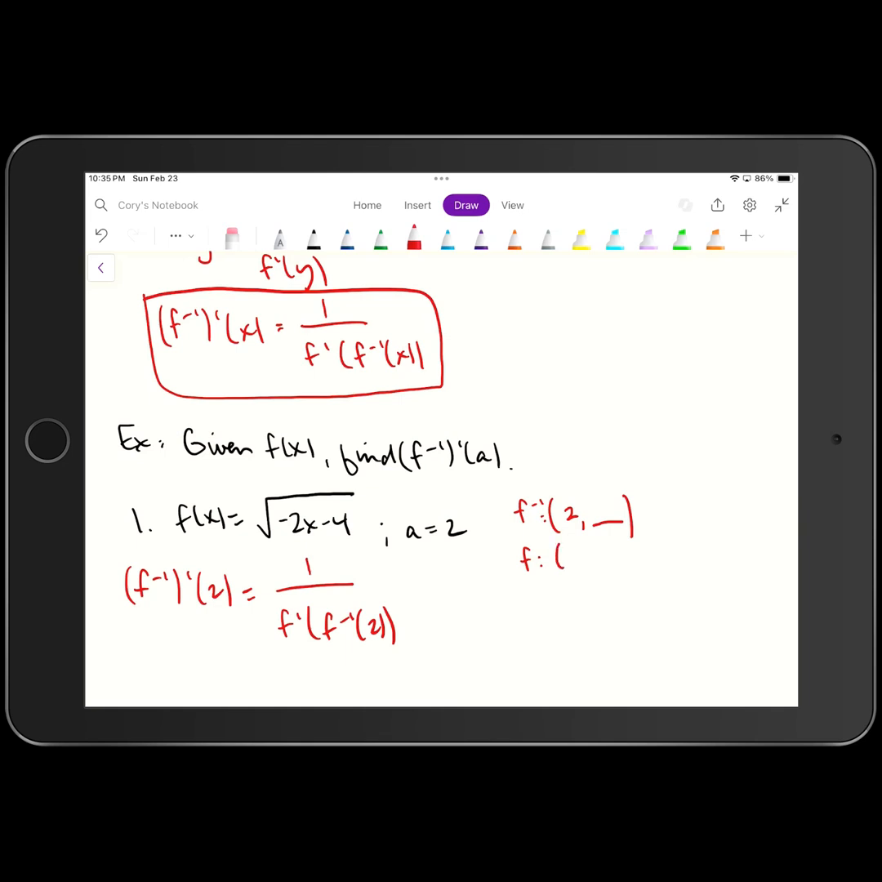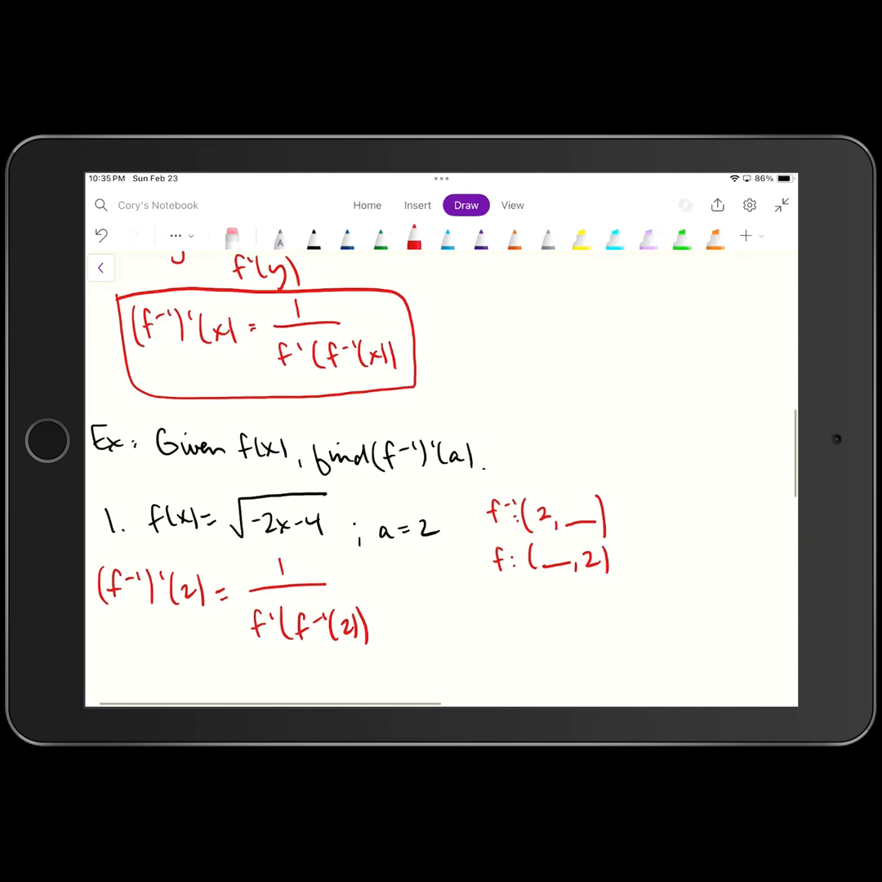So on the graph of f, I am looking for the input that gives me an output of 2. So I am looking for the x value that gives me a y value of 2. I can go to my function f. I know that for the function f, the y coordinate of my point is 2, so I'm going to plug that value in for y, and then solve that equation for x. So 2 has to be equal to the square root of negative 2x minus 4. And then I'm going to solve that equation for x.